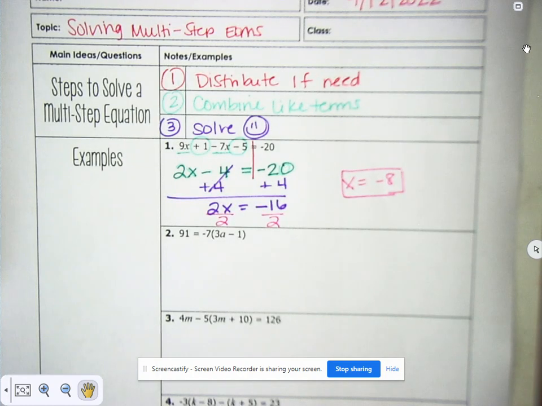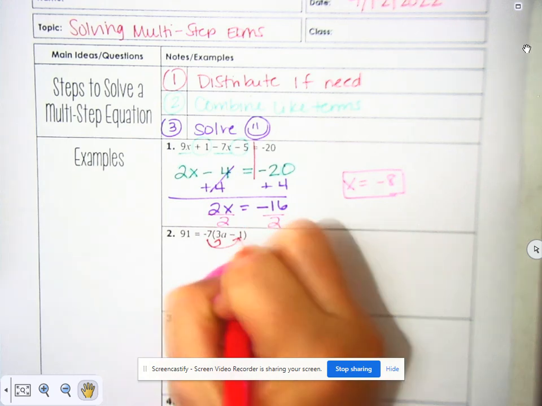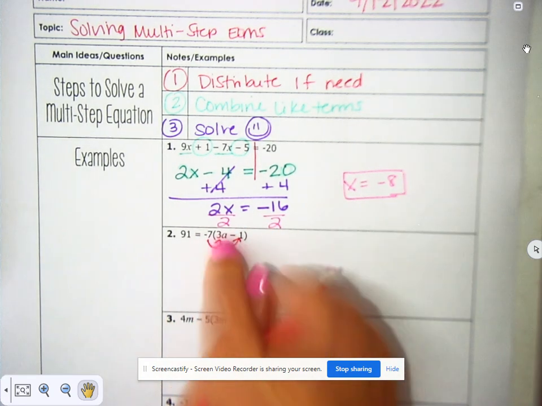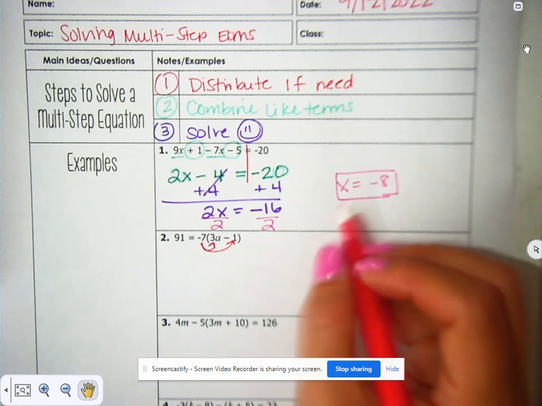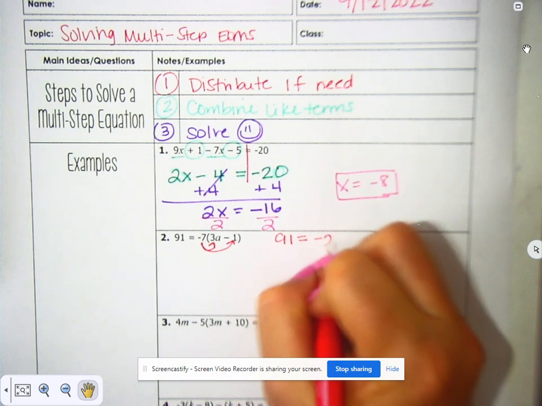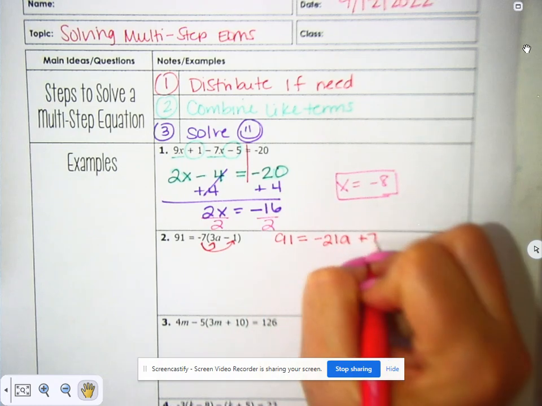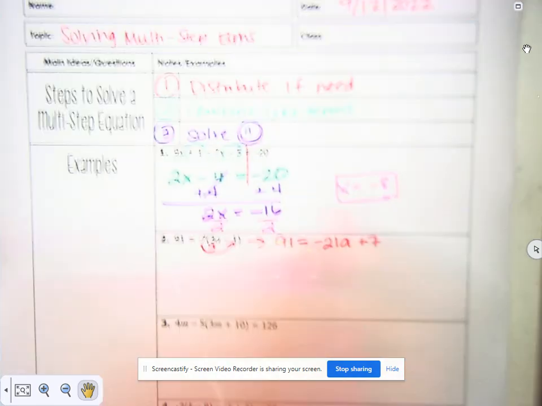All right, so on number 2, we do have some distributive property here. So we're going to multiply. That's going to be negative 7 times 3a and negative 7 times negative 1. So I'm going to have 91 equals negative 21a plus 7. Okay, that's my distributive property. I wrote it over here so I have more room.